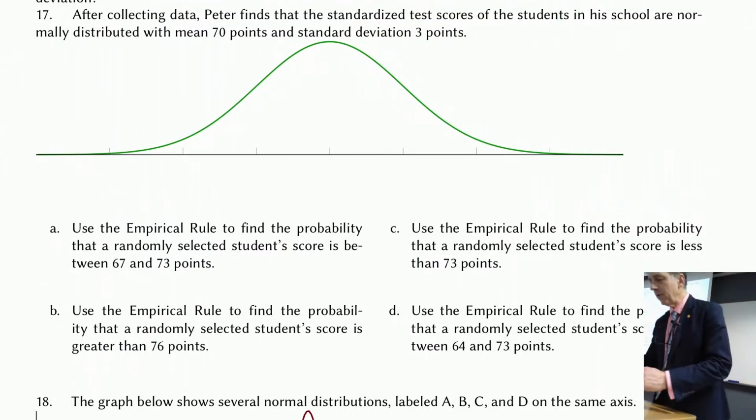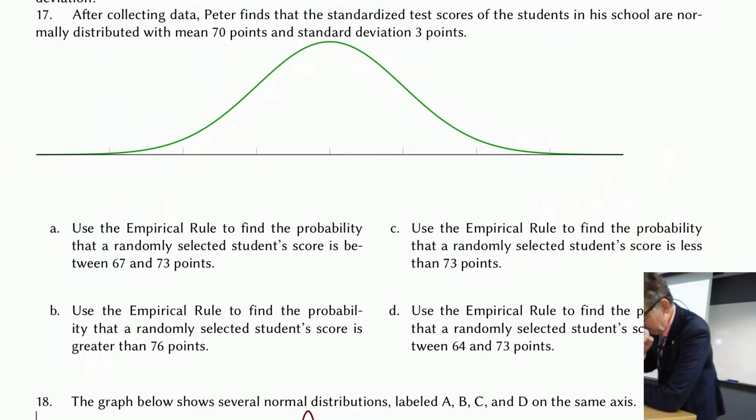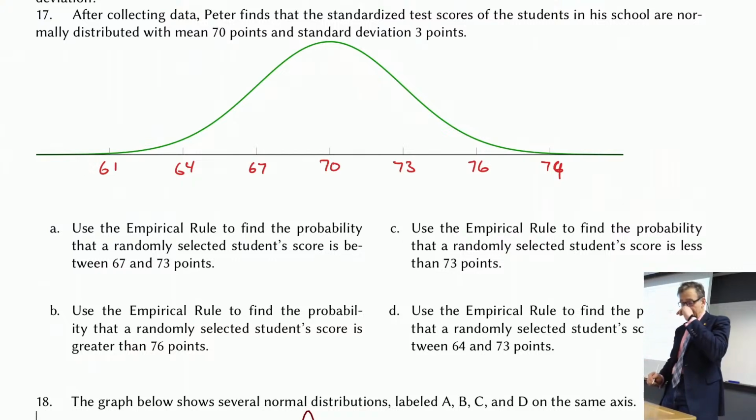Here, I will sketch this just so that you remember. We have 70 as the standardized test average, and the standard deviation is 3. And so this is what we're looking at in terms of the scale there.